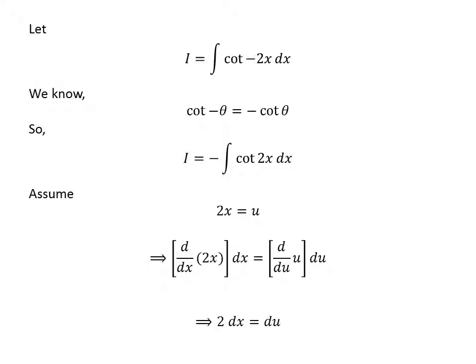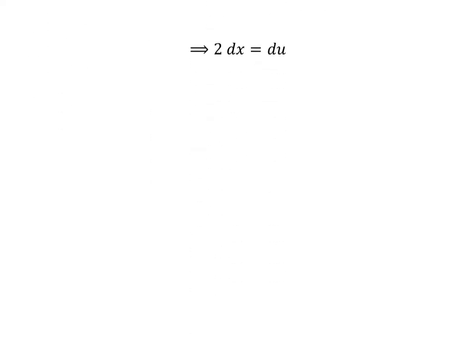As we know, differentiation of 2 times x with respect to x is equal to 2 and differentiation of u with respect to u is equal to 1. So we are left with 2 times differential of x is equal to differential of u. I have taken 2 to the right, so I got differential of x is equal to half times differential of u.